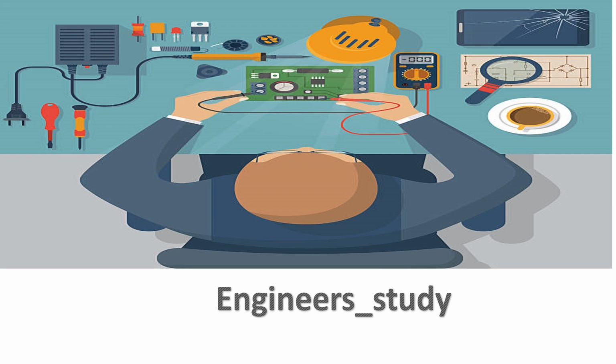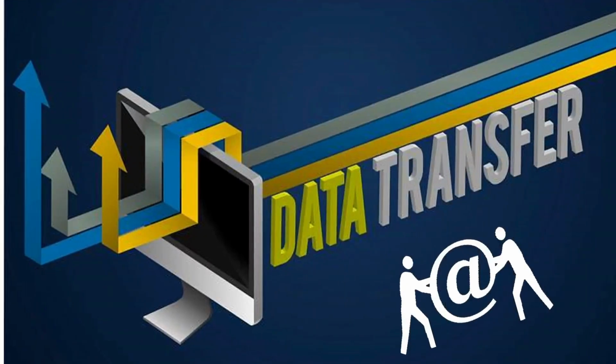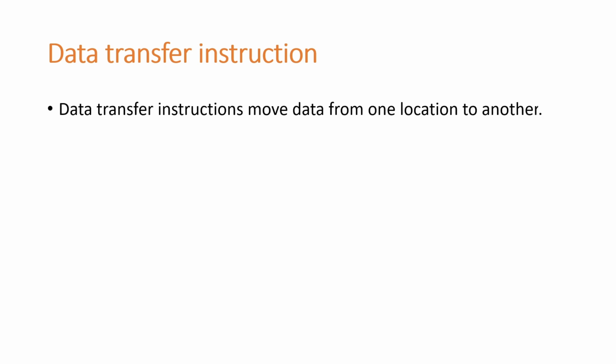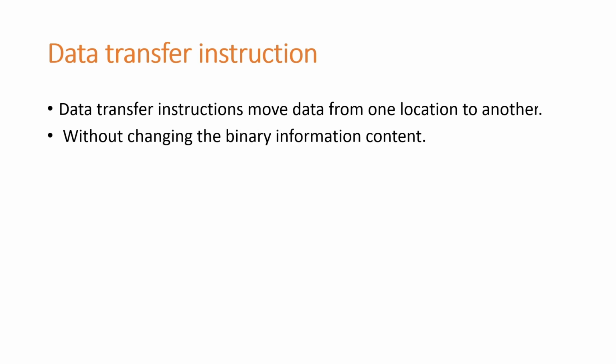In the previous video, we started the instruction set of the 8051 microcontroller with an introduction. Now, in this video, we will see the data transfer instruction set in detail. As per the name, this instruction set is used to transfer data from one location to another location, but without changing the binary information contents. Means data is transferred but the contents of the data remain as they are.